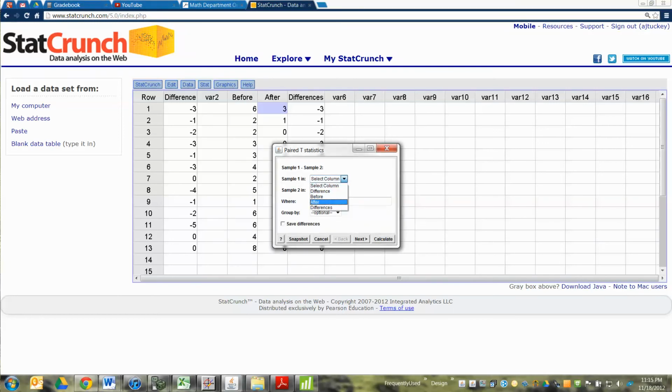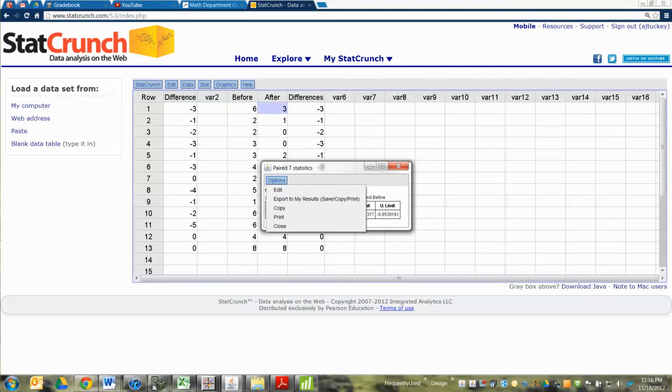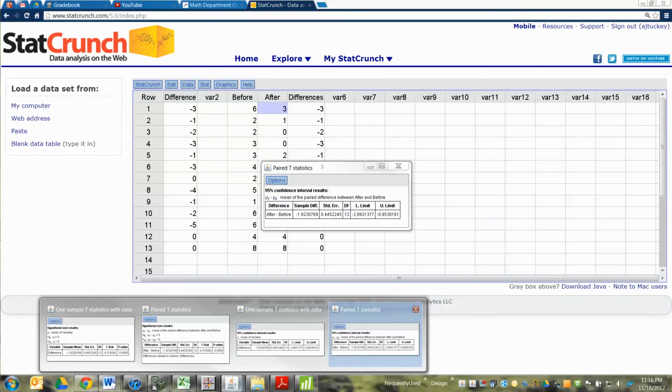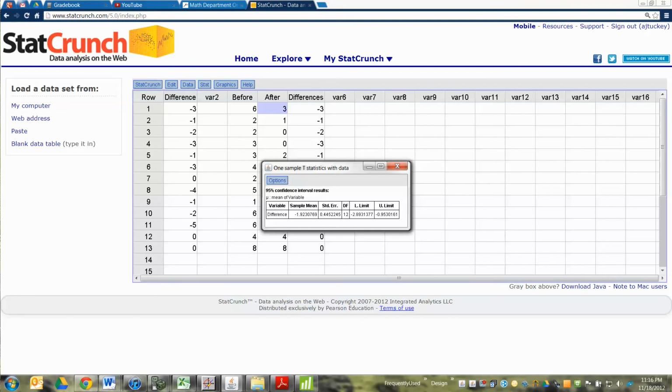Say, okay, our group 1 was the after, our group 2 was before. And of course that was kind of reversible, but that's how we set up this problem. So after, before, click next. You want a confidence interval, 0.95, calculate. There it is as well. So it's kind of whichever way you want to think of it. The output will look a tiny bit differently. Here, I'll show you.